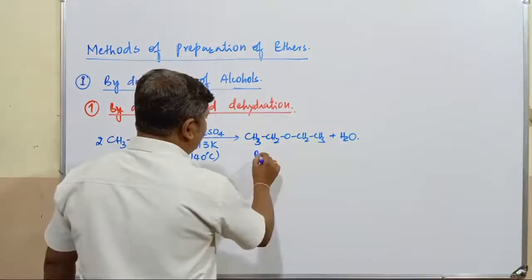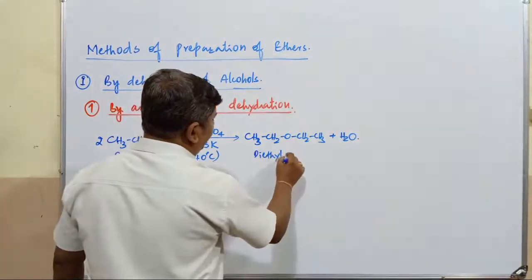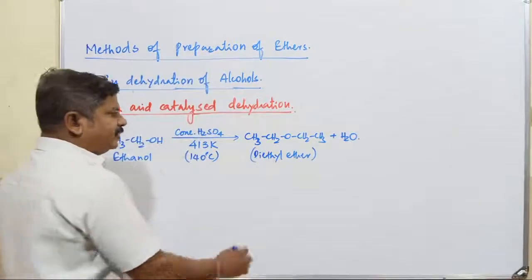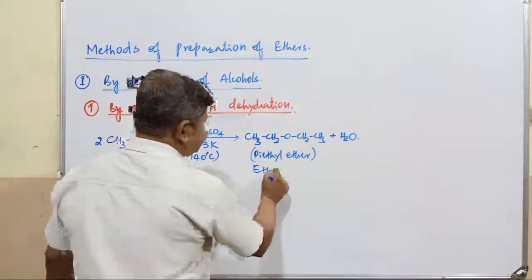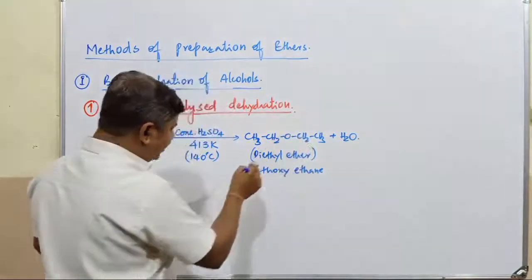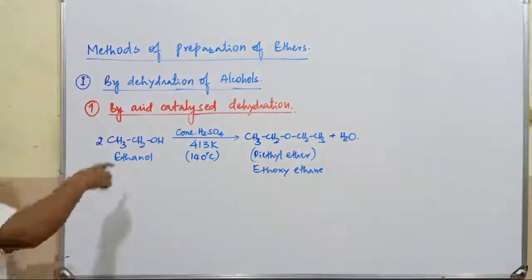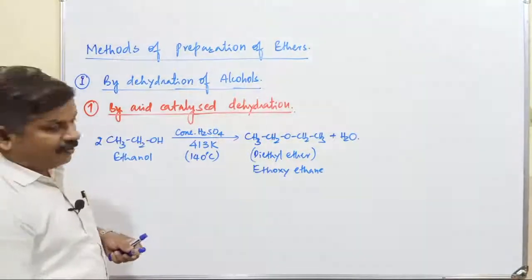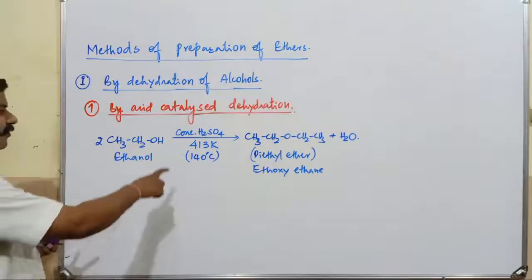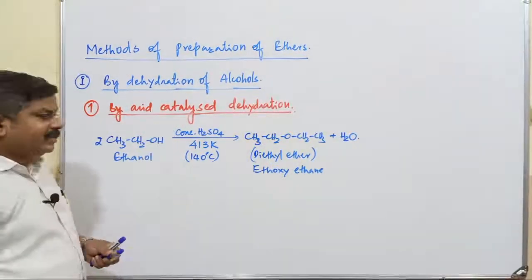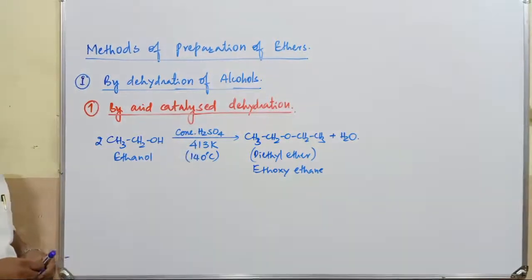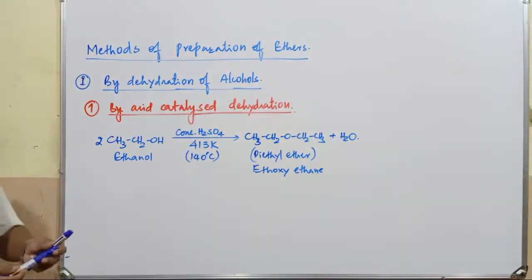What is the common name? Diethyl ether. Common name is diethyl ether. What is the IUPAC name, students? Ethoxyethane. So this process of getting ether from the alcohol is known as acid catalyzed dehydration of alcohols. And dehydration takes place in presence of concentrated sulfuric acid. The reason is that it is one of the best dehydrating agents, at a temperature of 413 Kelvin.